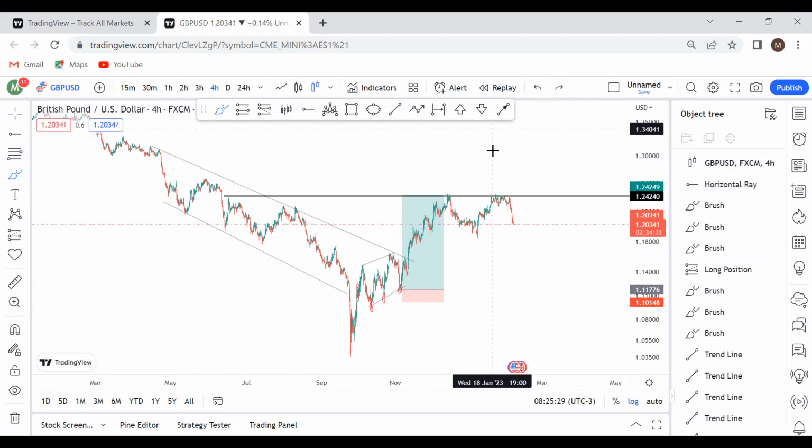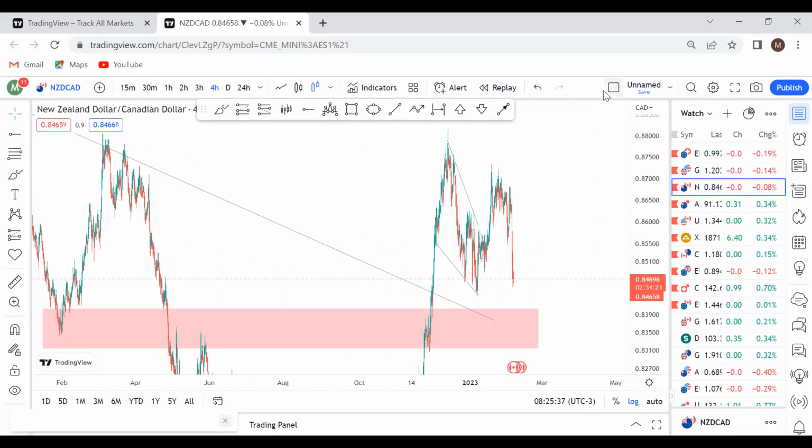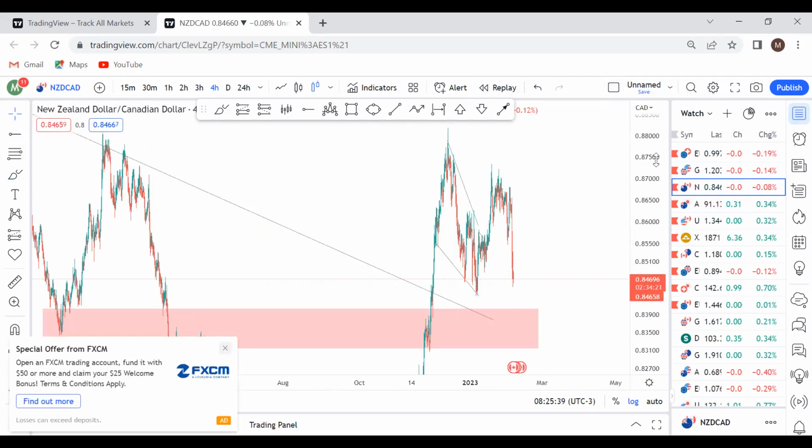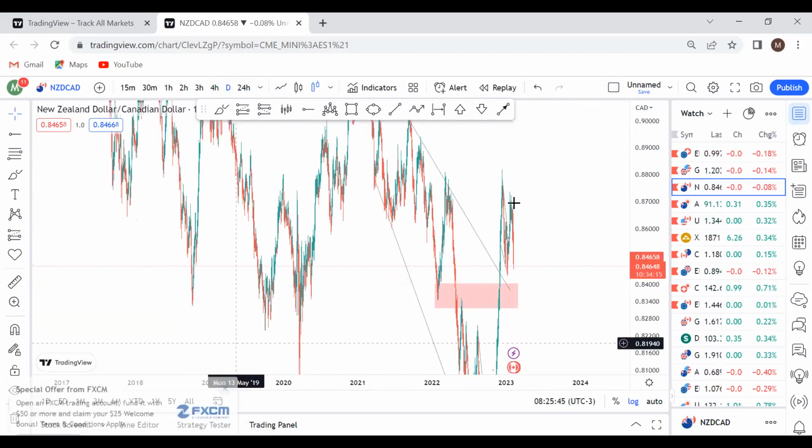But with that trade, I can say we can move on from this one. So onto the next setup. New Zealand dollar against the Canadian dollar. Scale up to the daily time frame.